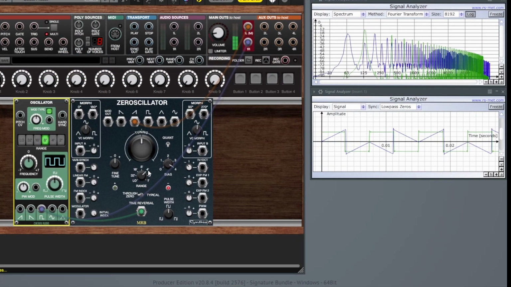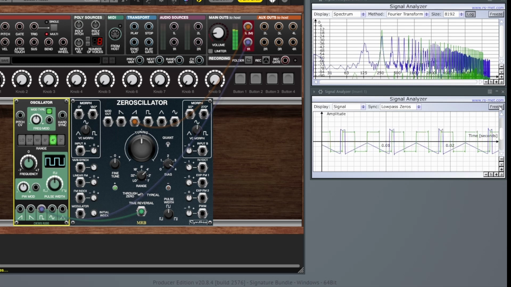Let me demonstrate different frequency relations between the master oscillator on the left side and the Zeroscillator. I'll call it the slave.